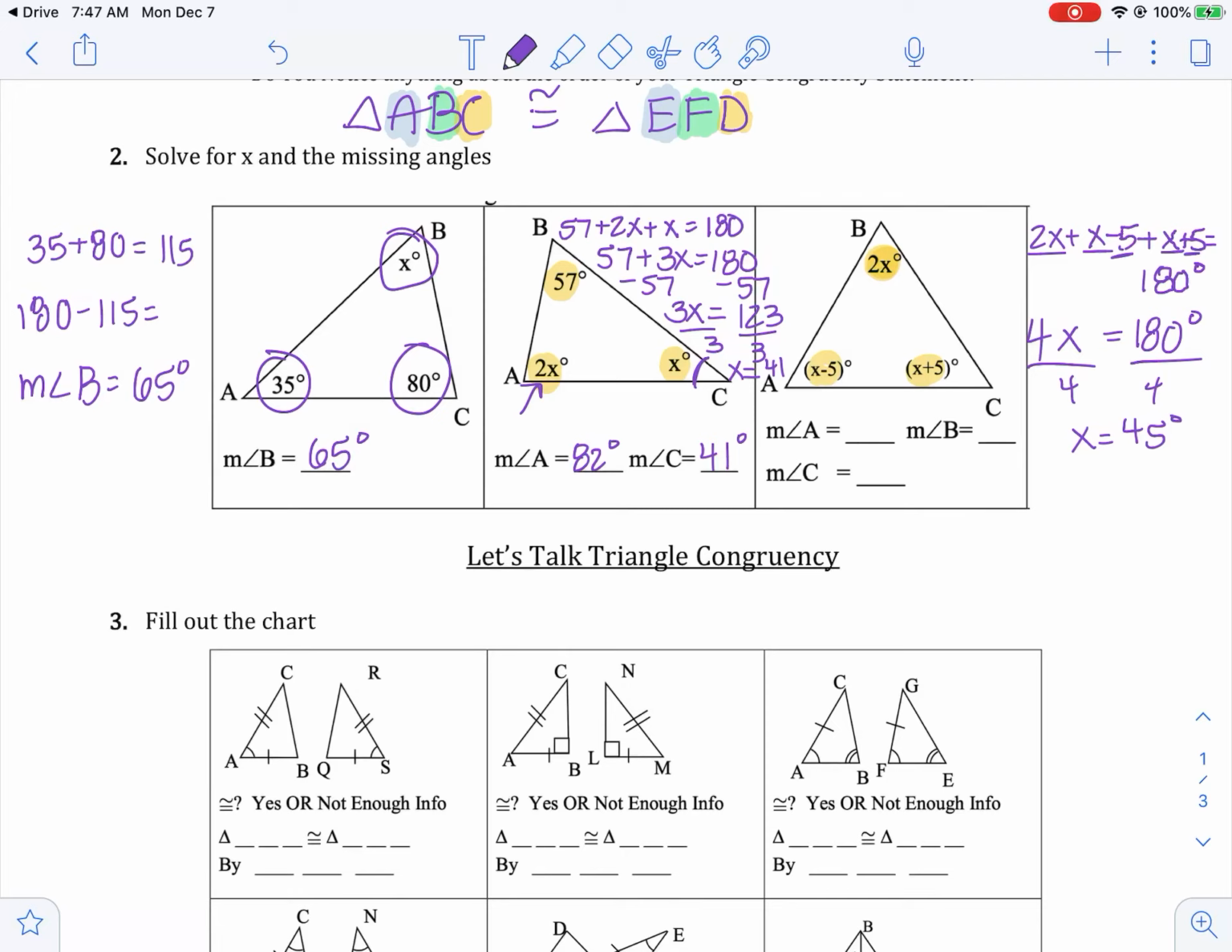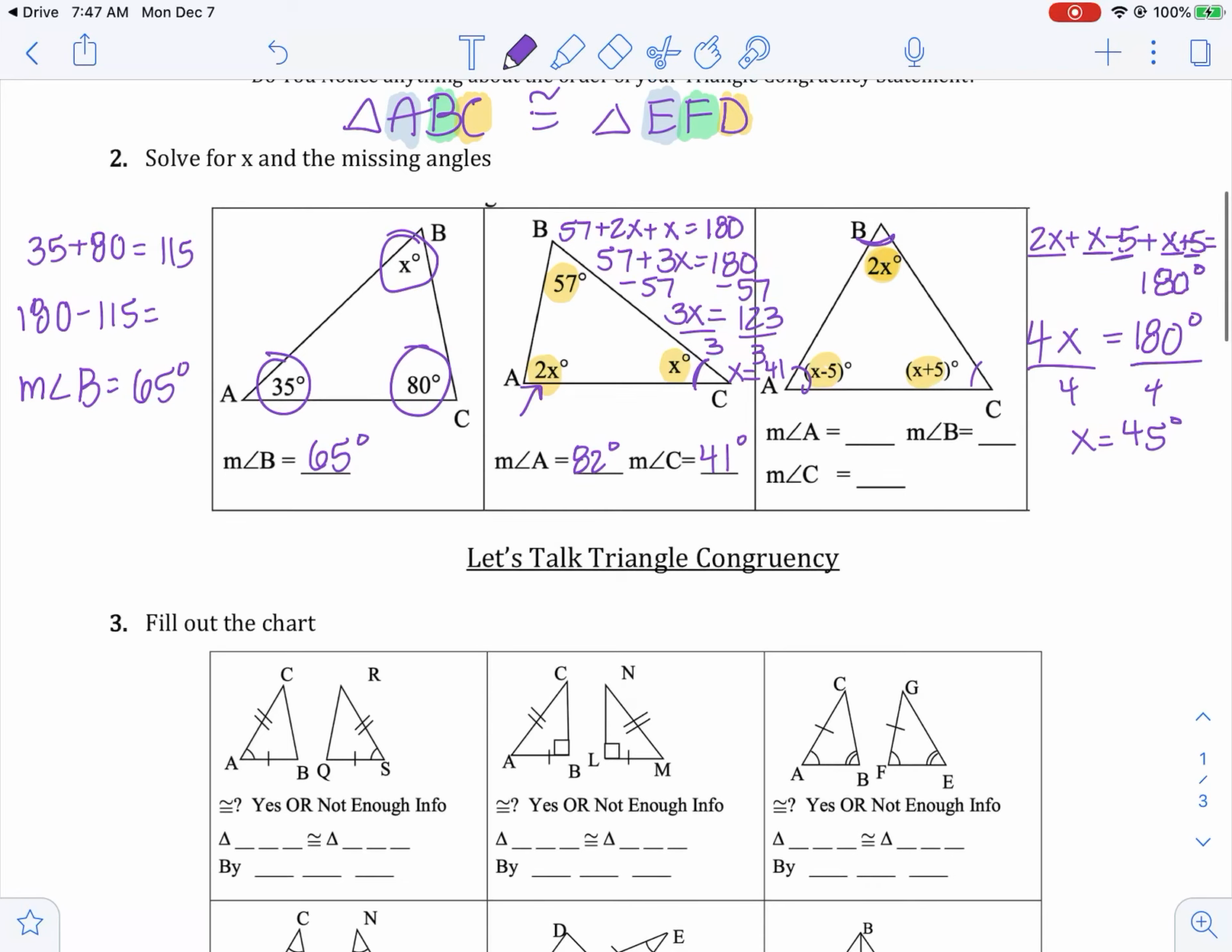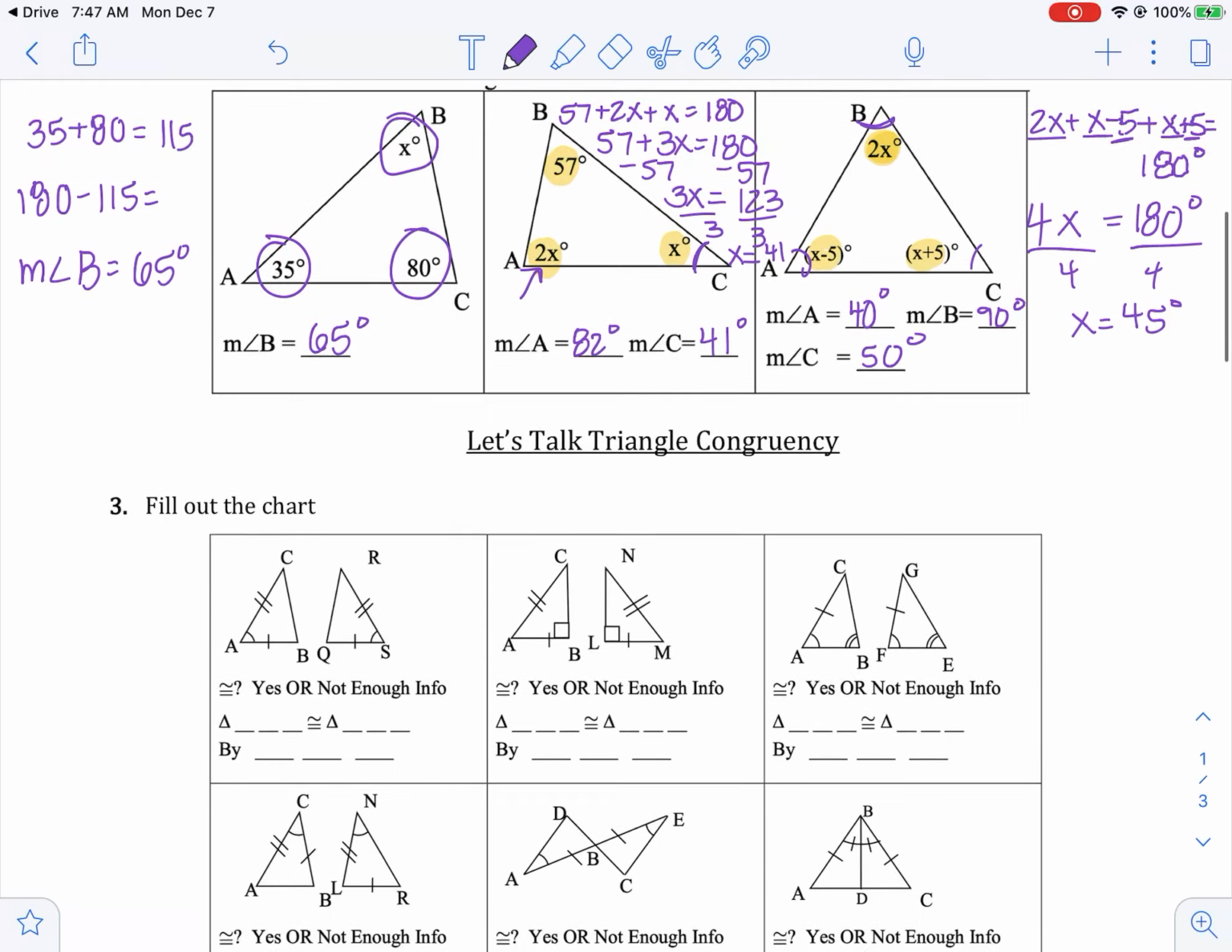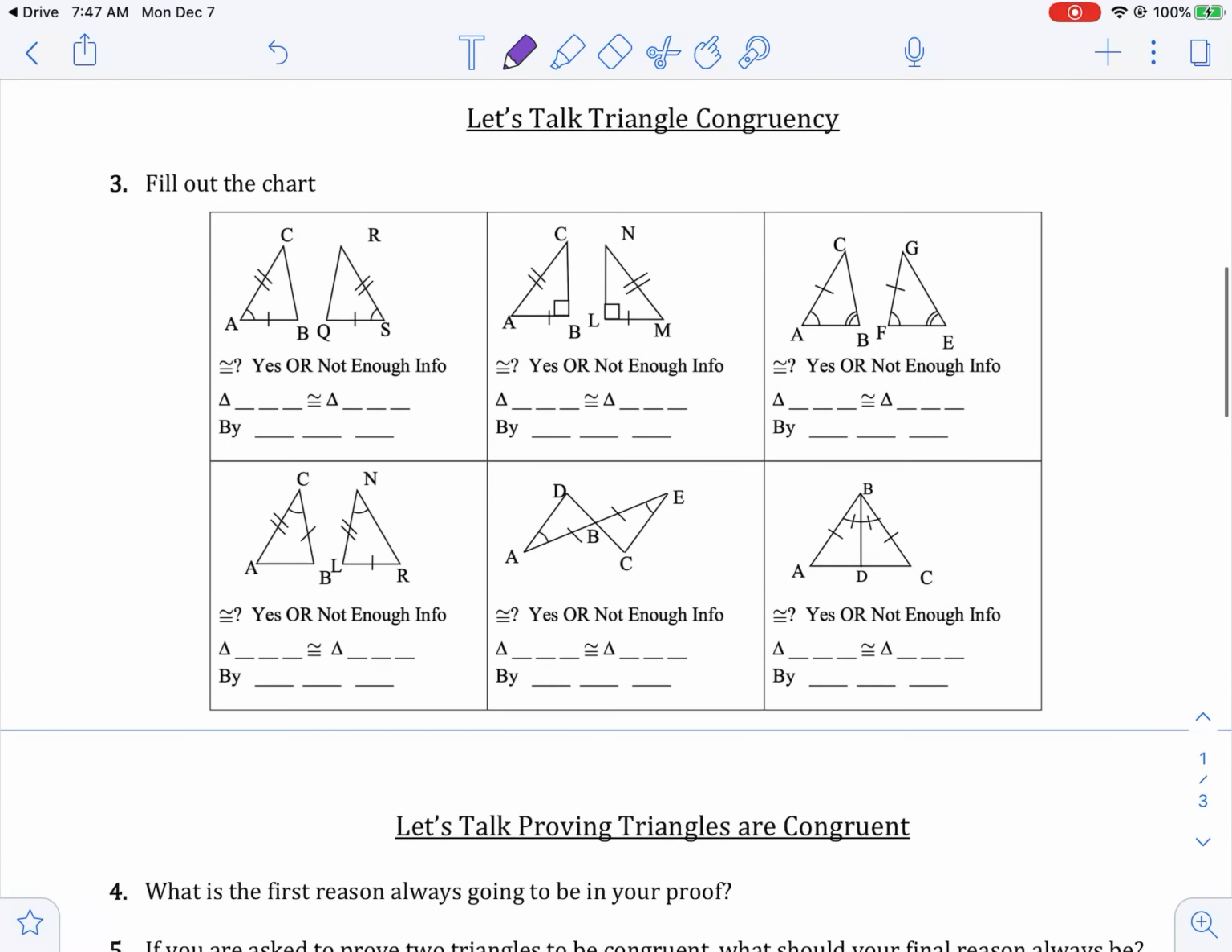Now, none of my angles are just x, so we have to do some math. To find angle A, I'm going to take 45 minus 5. Angle A is 40 degrees. To get angle B, I'm going to take 2 times 45 and get 90 degrees. And then for angle C, I'm going to take 45 plus 5 and get 50 degrees. All right, jump into the next video to talk more about triangle congruency.